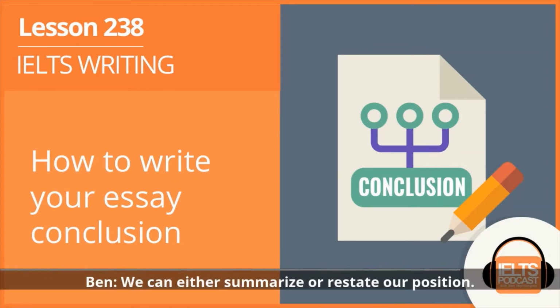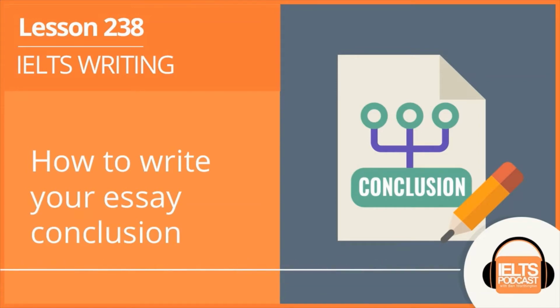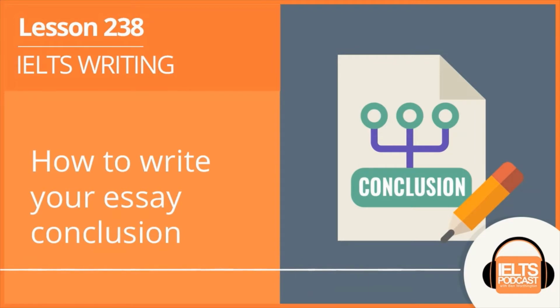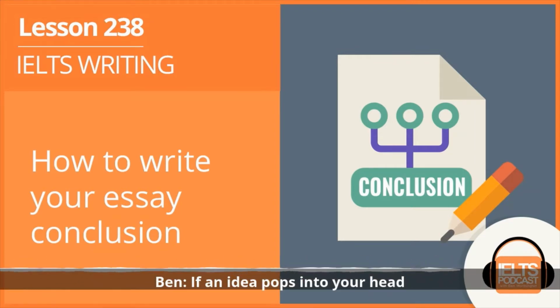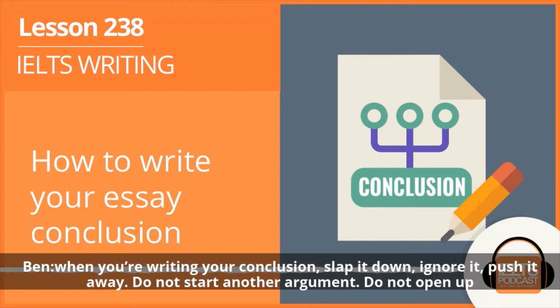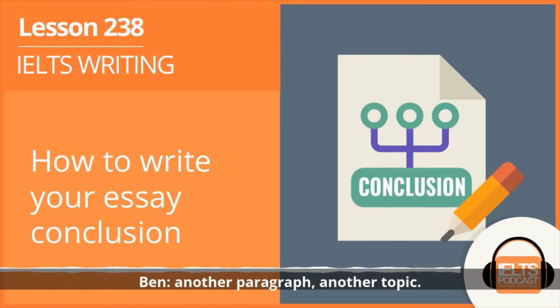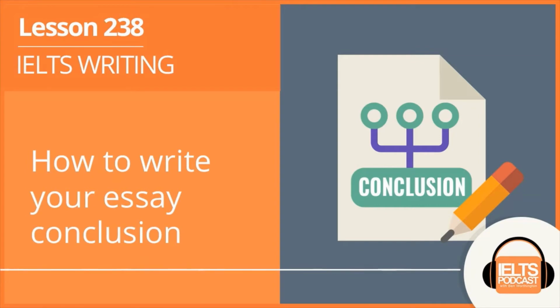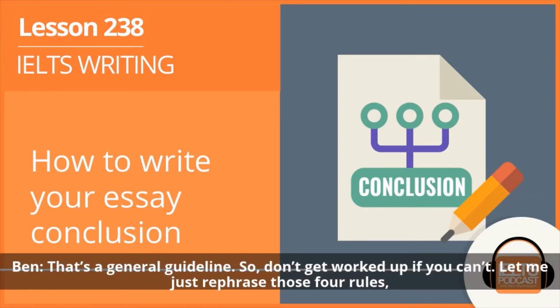Number 2, we can either summarize or restate our position. Number 3, we do not use new information or new arguments. If an idea pops into your head when you're writing your conclusion, slap it down, ignore it, push it away. Do not start another argument. Do not open up another paragraph, another topic. Number 4, aim for between 2 and 3 sentences. That's a general guideline, so don't get worked up if you can't.